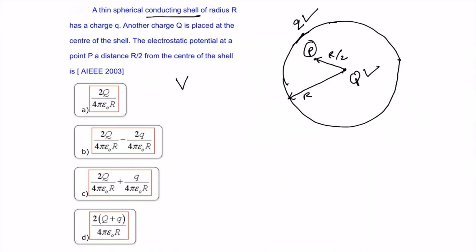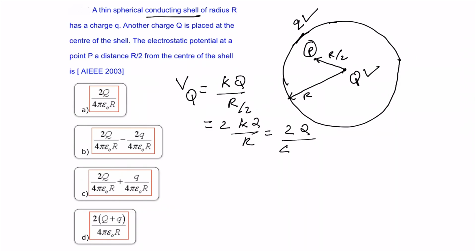Okay, so the potential due to Q is K Q by R by 2. That we already know, right? Potential due to a point charge. So it becomes 2 KQ by R, and that is equal to 2Q by 4 pi epsilon 0 R. Now potential due to Q.